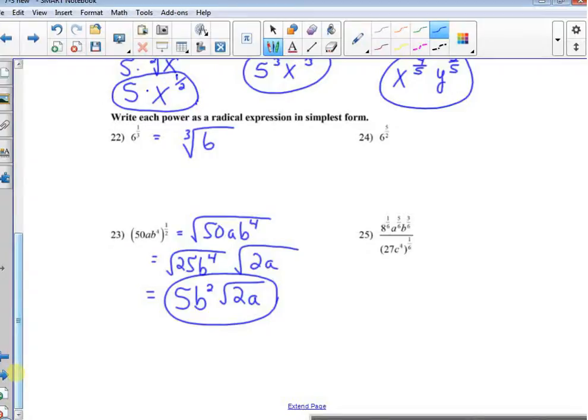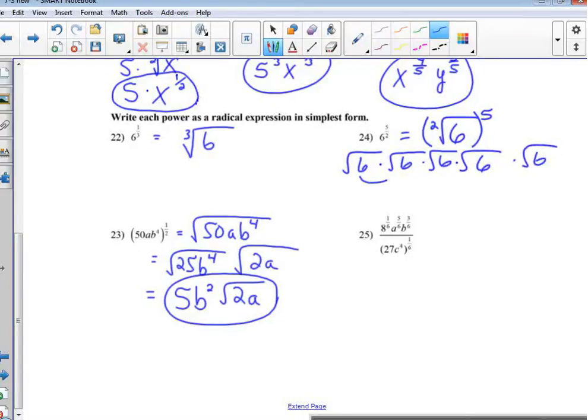On 24, okay, for number 24, that is the square root of 6 to the 5th. So just like the other one, we're going to take the square root of 6 times the square root of 6 times the square root of 6, 5 times. Radical times itself is the radicand. So we get a final answer of 36 radical 6.